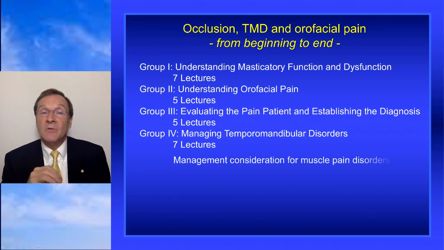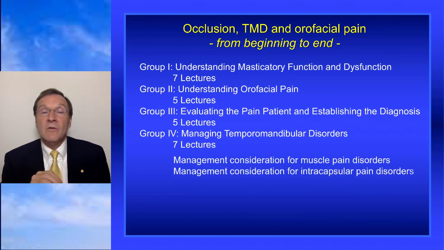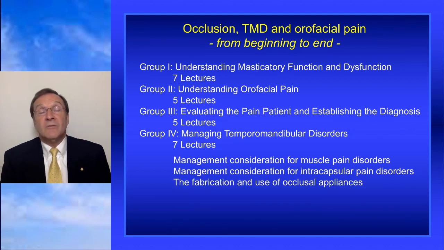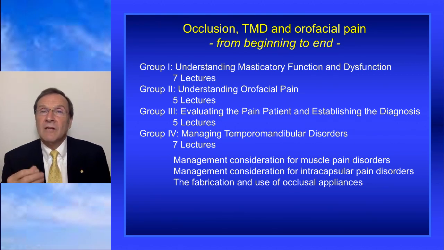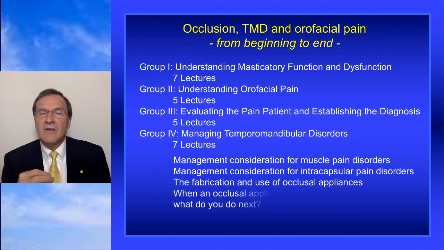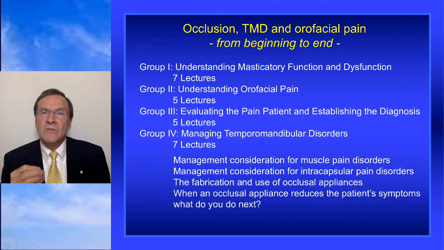So during management, we'll talk about managing muscle pain. We'll talk about managing intracapsular pain. We'll talk about the occlusal appliance. I'm going to give you some ideas on how I would fabricate an appliance, and that may or may not be useful. But once you have the appliance in there, what happens? How do you solve the problem? And when an occlusal appliance reduces the patient's symptoms, what do you do next?